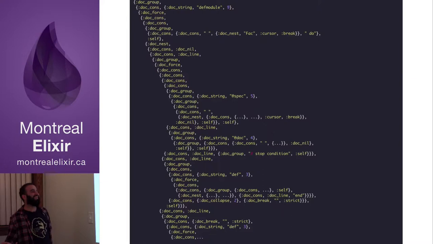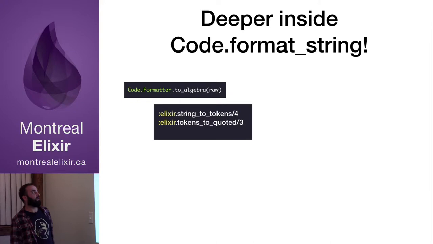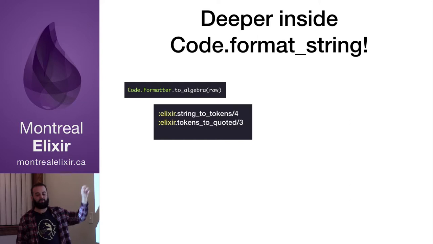How did I get that algebra? What's that algebra? Let's take a look at the code format algebra. Inside that function, it calls two main functions: string to token and token to coded. You can see right now that these are not Elixir functions, they are Erlang functions.